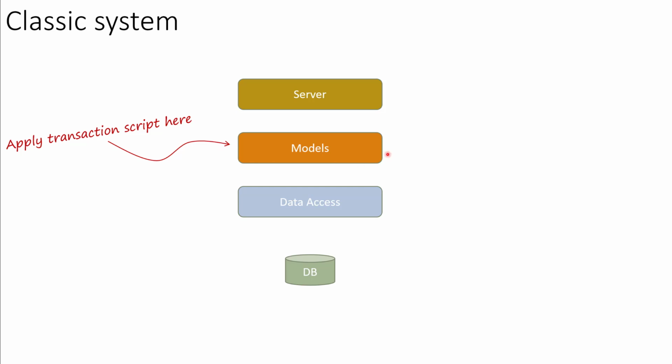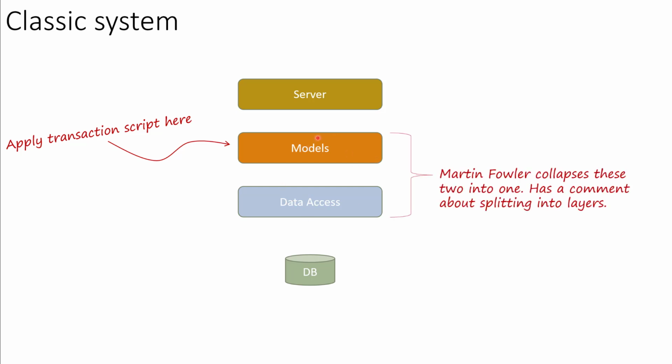So transaction script belongs here. That's what we're going to do. And as mentioned in the previous slide, Martin Fowler does a simplified version. That's the example that he has, where he basically collapses these two into one. So the class here will work with result set and save some data back again. And then there's that comment about splitting into layers. So that's what we're doing. This is also the examples I find online. They usually have some kind of data access abstraction.